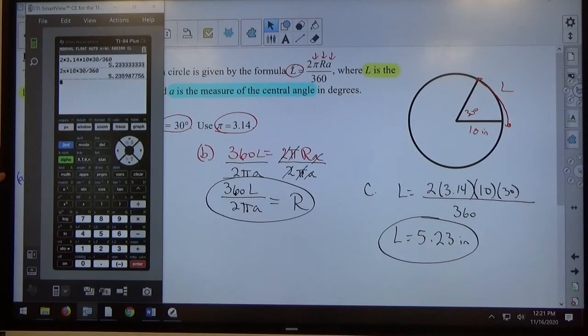Just know that if you use the pi button and somebody else uses 3.14, you might not get the same answer they do. If the back of the book is using 3.14 and you use the pi button, or the back of the book is using the pi button and you use 3.14, know the answers might vary slightly. They should be close, but not exactly the same.